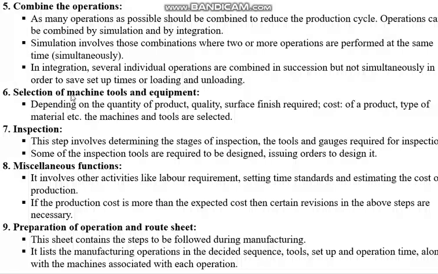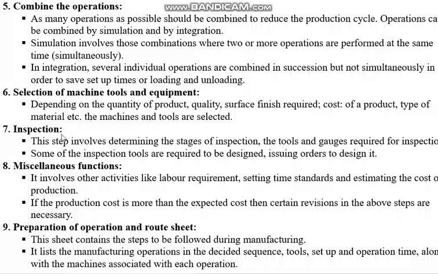Then the next step in process planning is selection of machine tools and equipment. Depending on the quantity of the product, the quality and surface finish required, the cost of the product, and the type of material, etc., the machines and tools are selected. First we talked about the basic manufacturing process, and afterwards there will be subsequent operations that you have to do. For that, you have to choose machines.